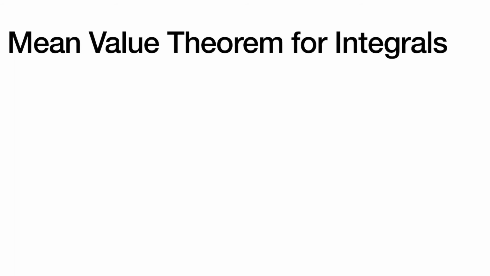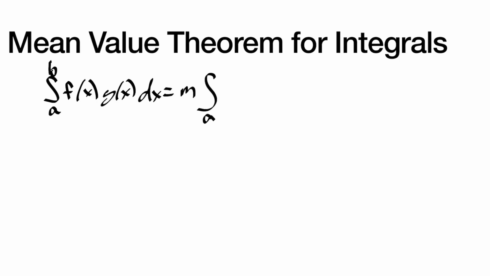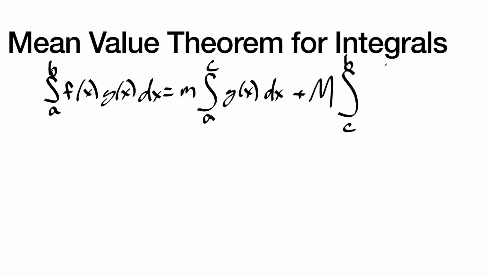Well, this one, we're going to change it up a little bit. We're going to integrate part of the way and then integrate the rest of the way. So that may not have made sense because I'm getting tired. Sorry about that. The integral of f of x g of x dx equals, we're going to use that same minimum and maximum notation, the integral of g of x dx.